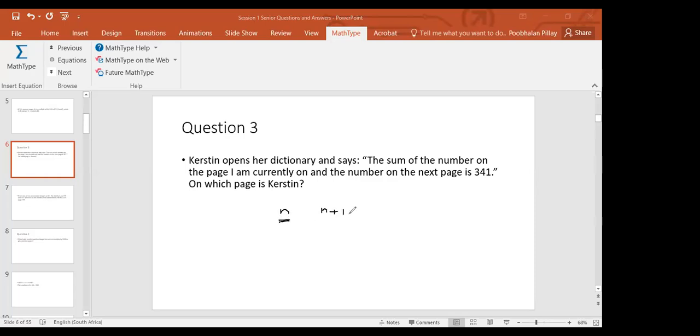So suppose she's looking at page N. Then the number on the next page is N plus 1. And the sum of these two numbers, she says, is 341. So we need to know what N is. If you take the 1 to the other side, 2N equals 340, so N is 170. She's looking at page 170. 170 plus 171 is 341. So that's the answer to that question.